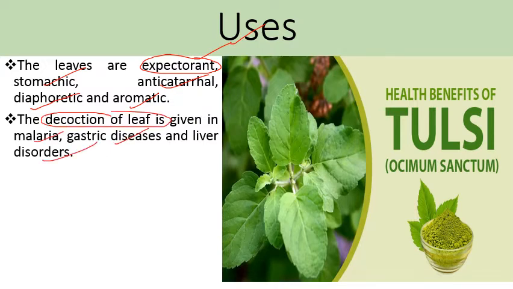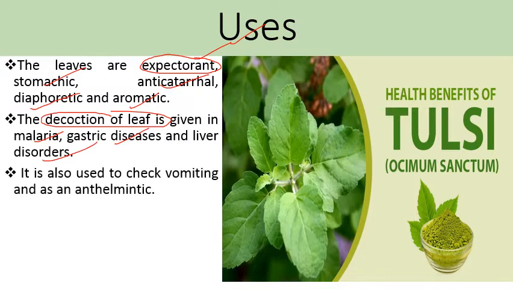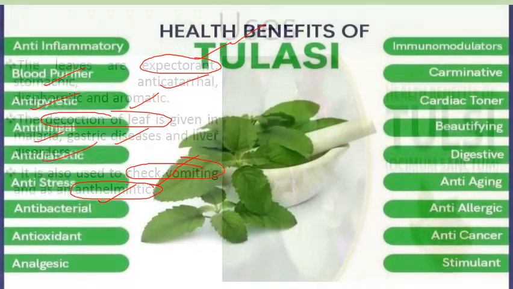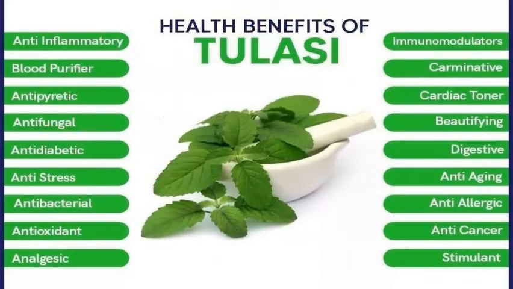तो इन डिसऑर्डर्स को ठीक करने के लिए इसका डिकॉक्शन यूज़ किया जाता है. It is also used to check vomiting and as an anthelmintic. तो वॉमिटिंग को चेक करने के लिए और जो इंटेस्टाइनल वॉर्म्स हैं उनको रिमूव करने के लिए भी तुलसी को यूज़ किया जाता है. Then this table shows the various uses of tulsi.